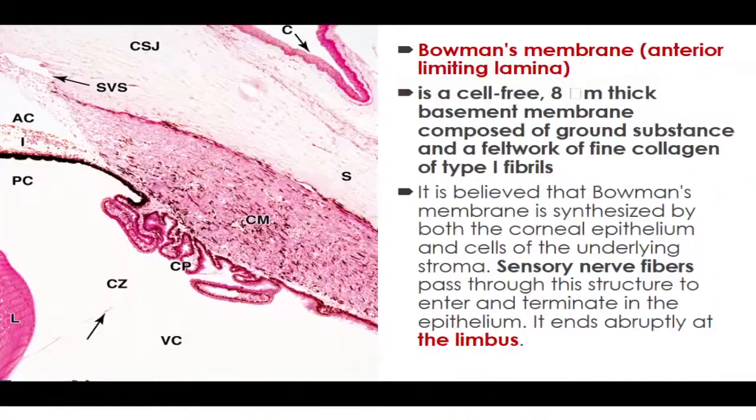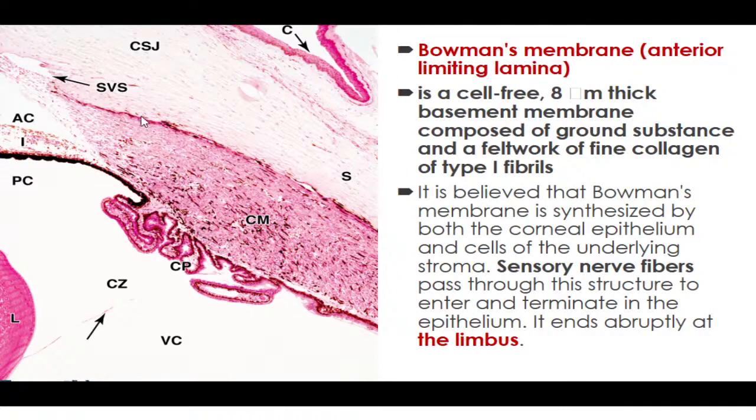Next, Bowman's membrane, the anterior limiting lamina. In this picture, we see it only here. Bowman's membrane is a cell-free, 8 micrometers thick basement membrane, composed of a ground substance and a felt work of fine collagen type 1 fibers. It is believed that Bowman's membrane is synthesized by both the corneal epithelium and cells of the underlying stroma, or cornea proper. The sensory nerve fibers pass through this structure to terminate in the epithelium. It ends abruptly at the limbus.